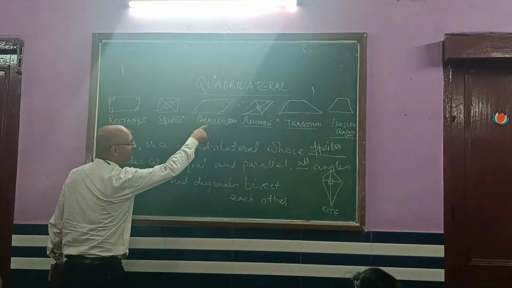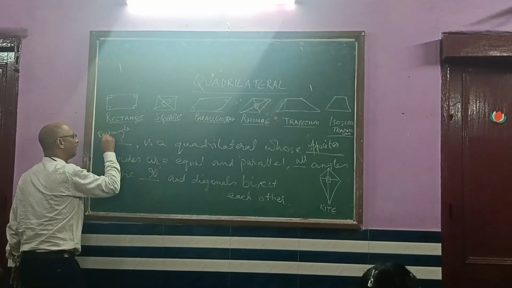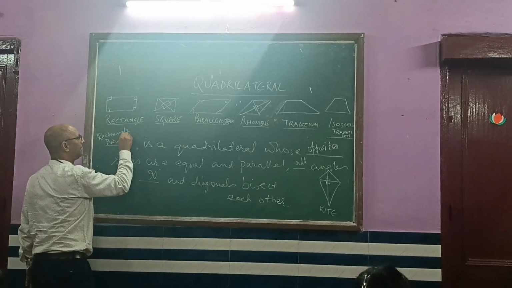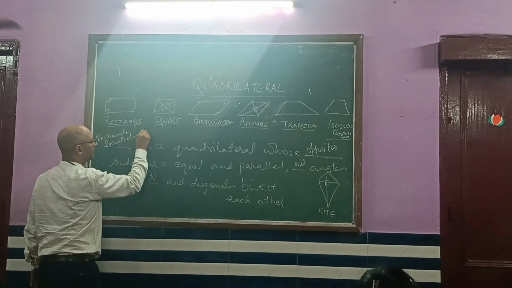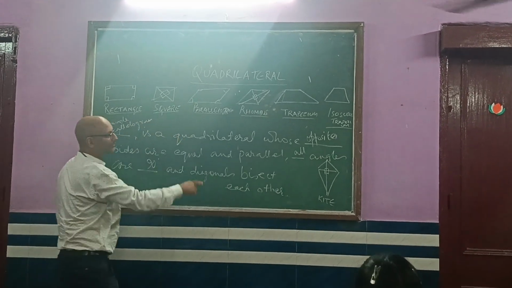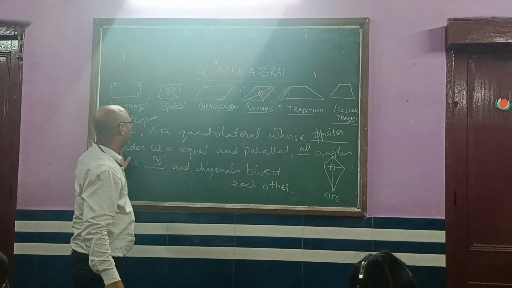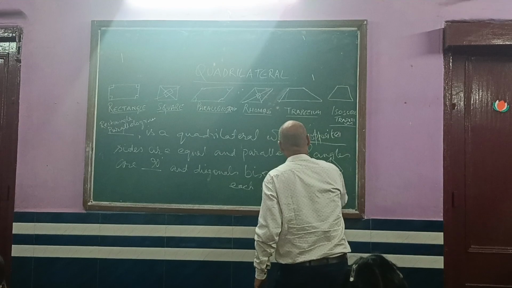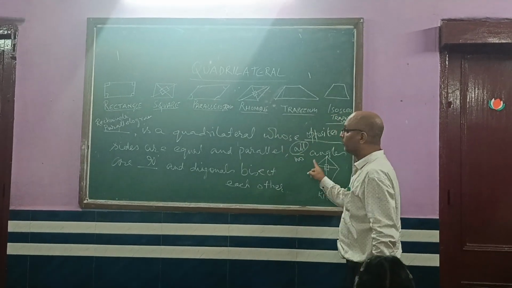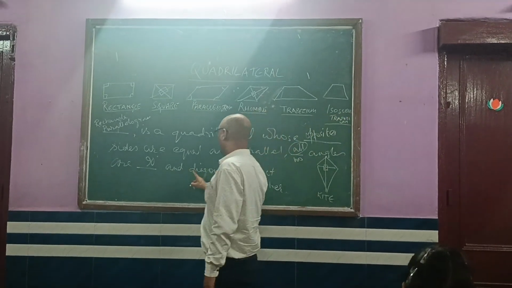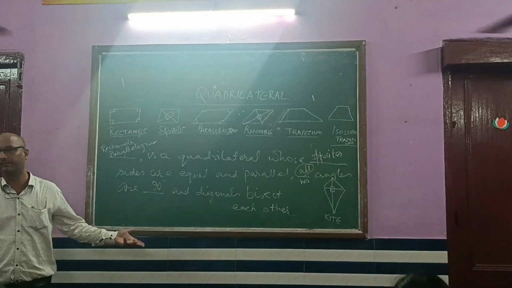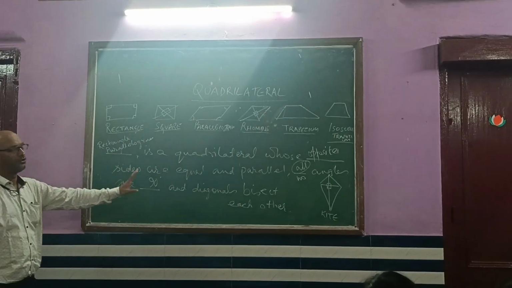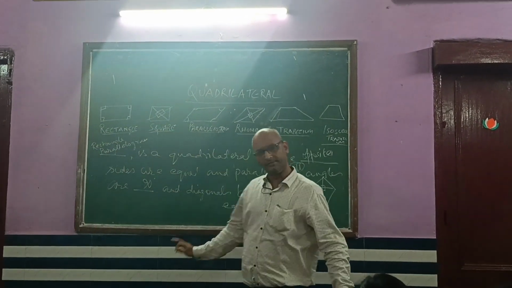And in place of parallelogram, what will you be writing? Parallelogram is a quadrilateral whose opposite sides are equal and parallel. And in place of all, we will be writing no. No angles are 90 degree and diagonals bisect each other. This is the only difference you are to make. Is that clear?